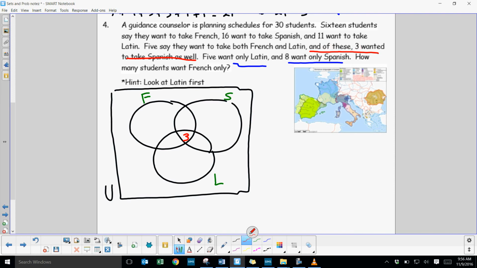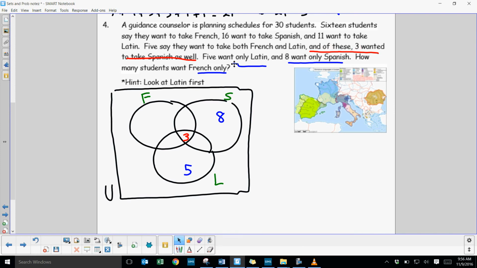Now we look at where they want to take maybe onlys. So the onlys could be useful. Like 5 want only Latin, so that's easy. You can fill out the only sections out here. 8 want only Spanish, so they are not part of any intersects. So the word only is useful, it means you can actually fill them in straight away. We want to know how many study French only, so that one's going to be blank for now.